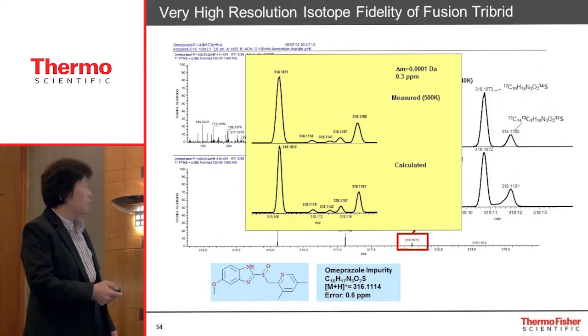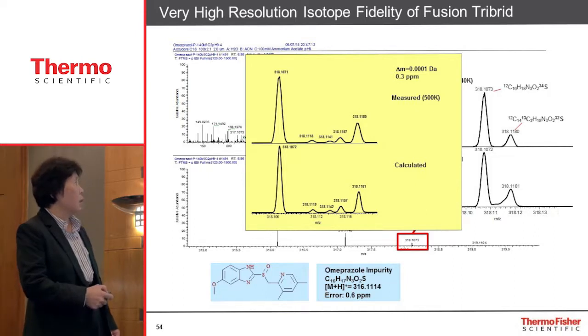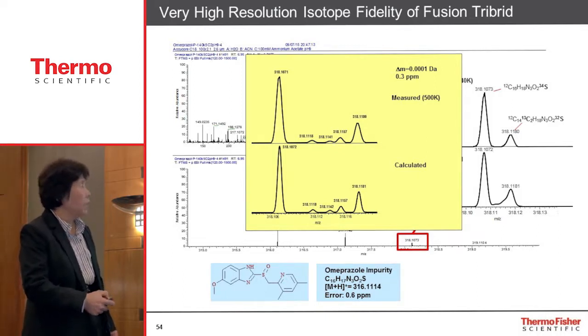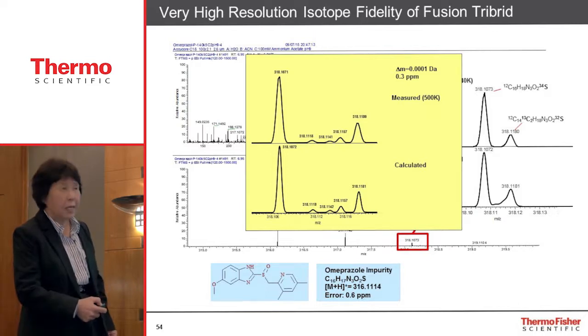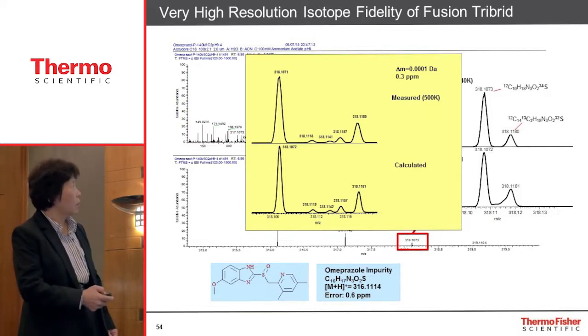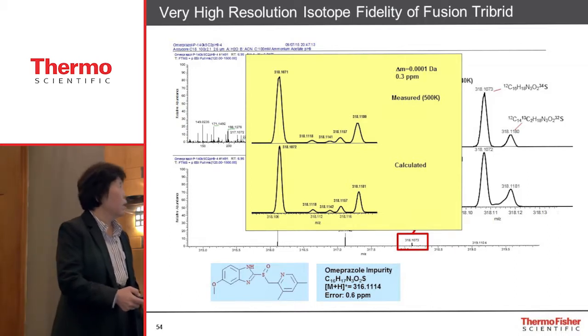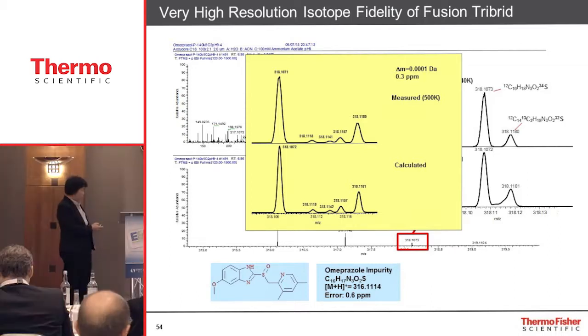So this is a real example we acquired. This is for impurity ID. I'm just trying to blow up this peak. If you take a look at the A2 isotope peak, we can clearly see the split between sulfur-34 and carbon-13. But if you run this same example at 500,000 resolution, you can see more. You can see the nitrogen-15 and oxygen-18.